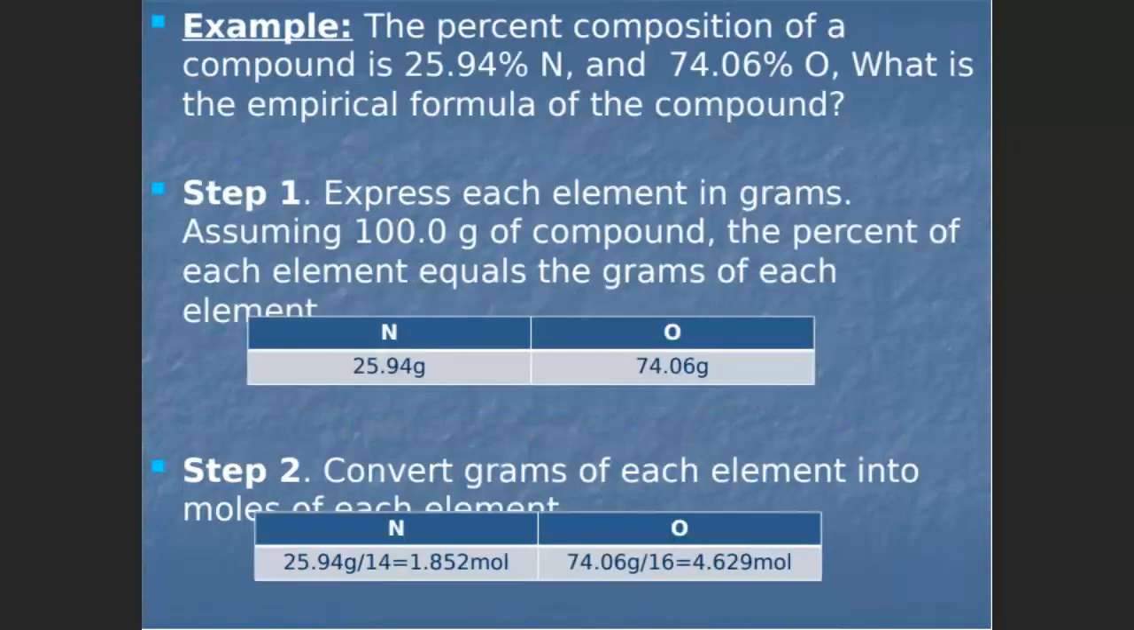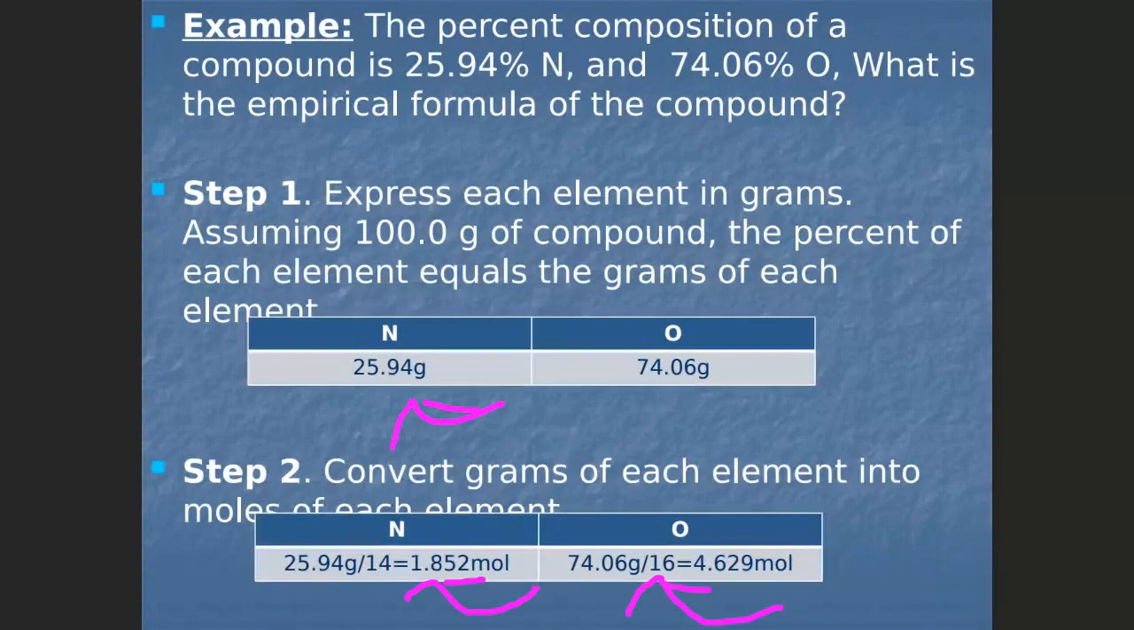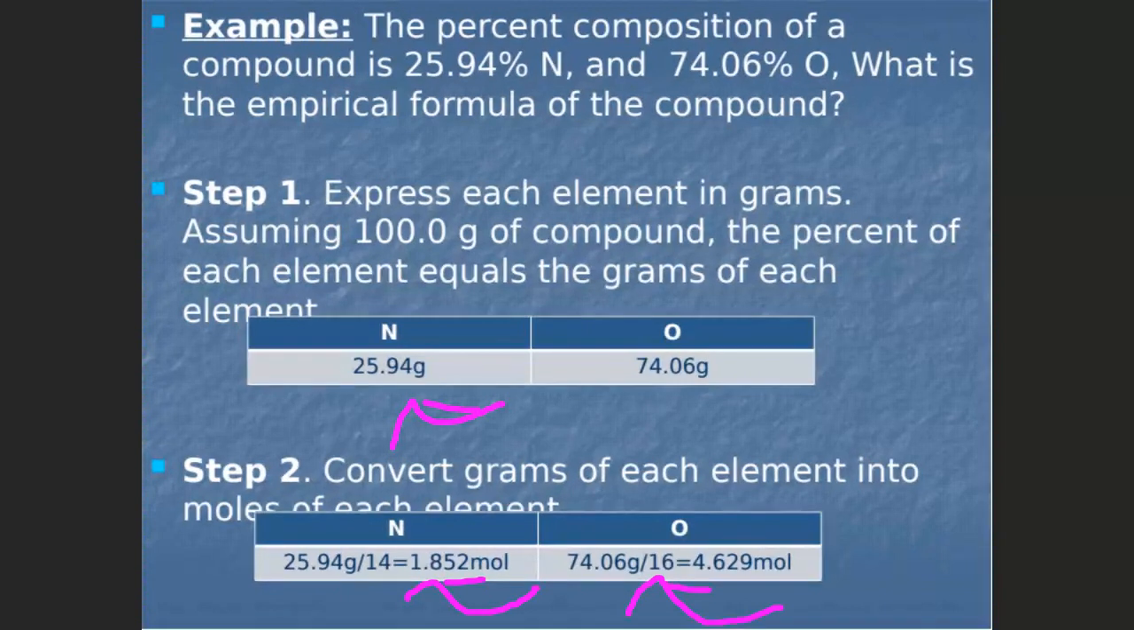So let's see another example, because we will see some types of fraction here. Same, the percent composition here is nitrogen 25.94% and oxygen. What is the empirical formula of that compound? So we are going to do the same thing, percent to gram and gram to mole. And here, which one is the less? 1.852 is the less. That means nitrogen mole amount is less.